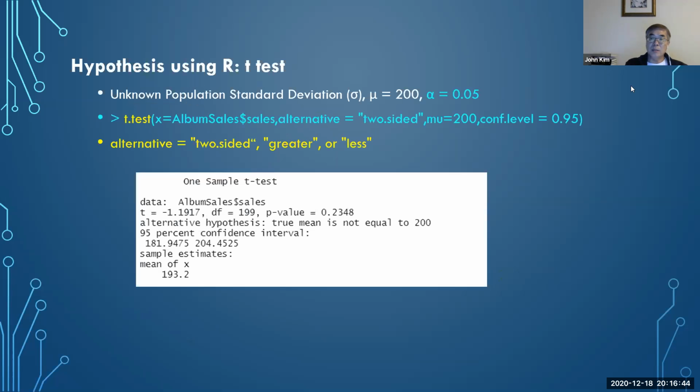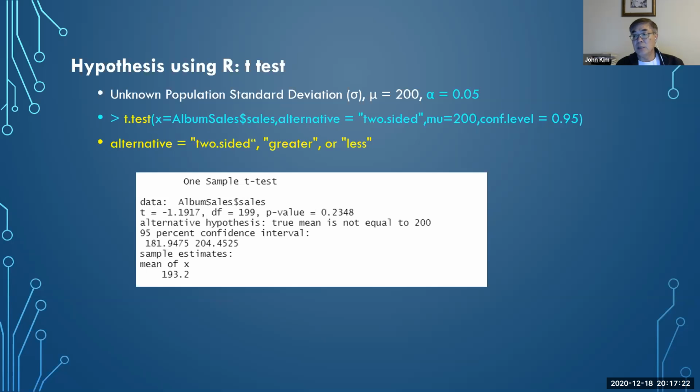And next one is a t-test. We will use the same data. And then we assume we don't know the population standard deviation. In the real world, usually we don't know the population standard deviation. So in many cases in the real world we use a t-test. Most of the time we use the t-test because we don't know the population standard deviation.